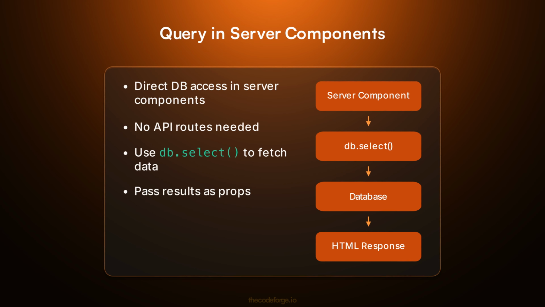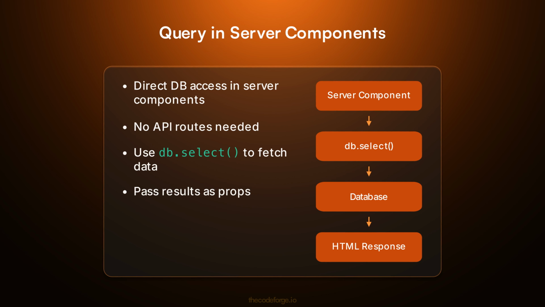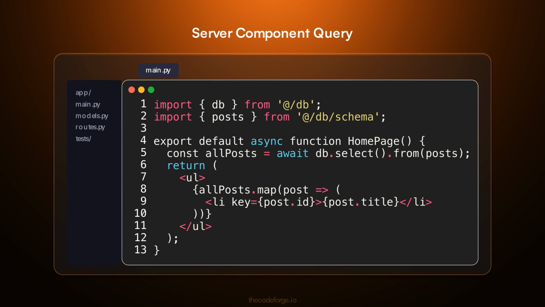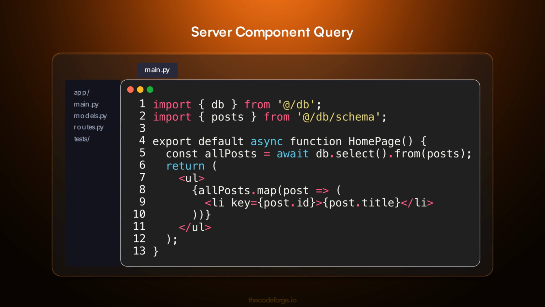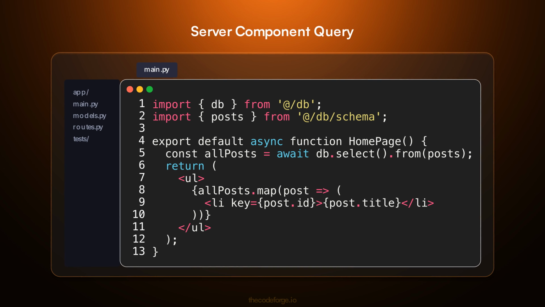Next.js server components can directly query the database using Drizzle's query builder. This eliminates the need for API routes for data fetching. Use db.select to retrieve data and pass results as props to client components. This server component fetches all posts directly from the database. Database queries in server components are safe and efficient. Never query directly in client components.